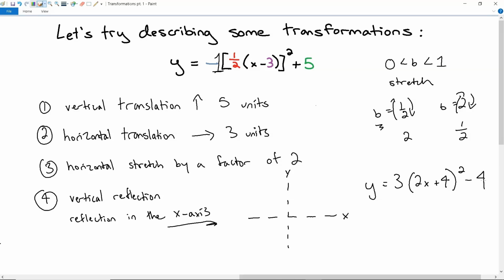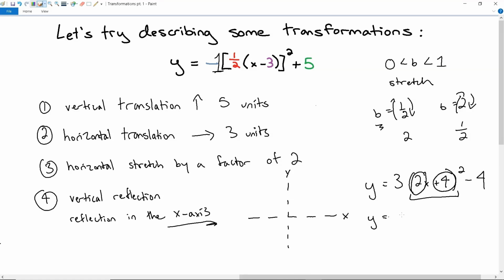And then a vertical stretch by a factor of 3 because of my a value, and a horizontal compression by a factor of 1/2 because of my b value. However, something is not quite right with that description because I haven't factored out this 2 inside my brackets. So it's actually incorrect to say that our c value is 4.